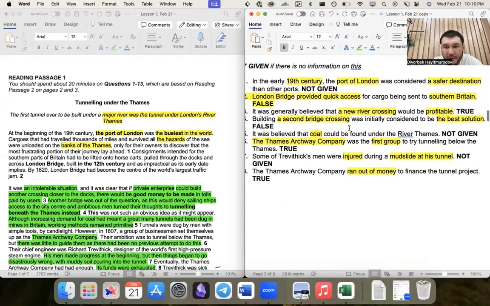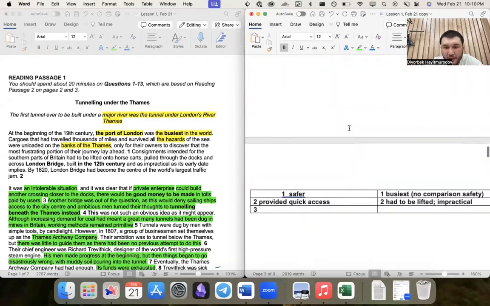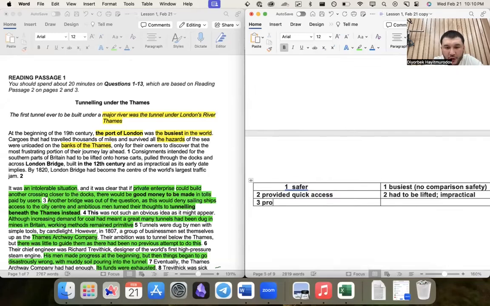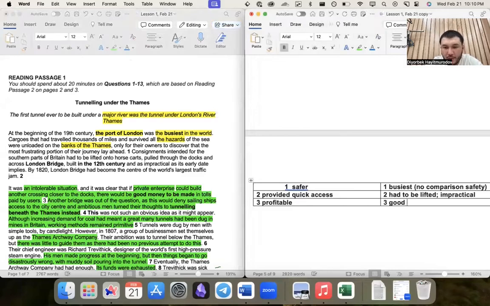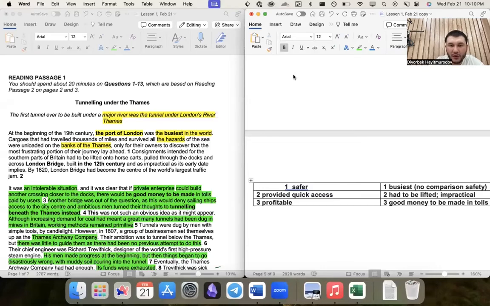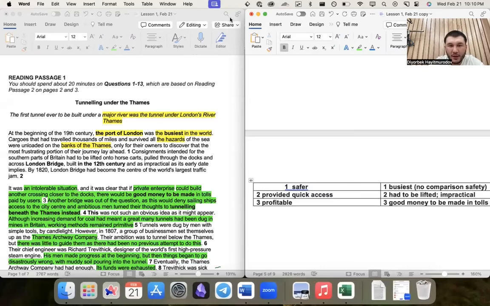It was generally believed that the New River crossing would be profitable. There was this phrase, good money to be made, in tolls. Tolls, like, in big developed countries you have to pay money to use a certain road. All right, tolls. Right? Number four.